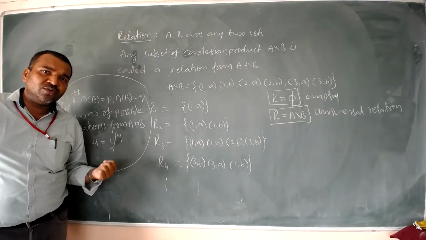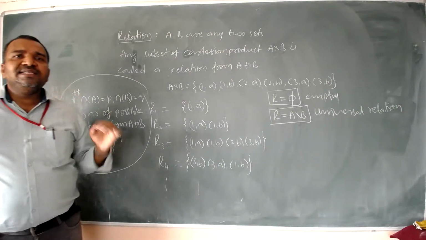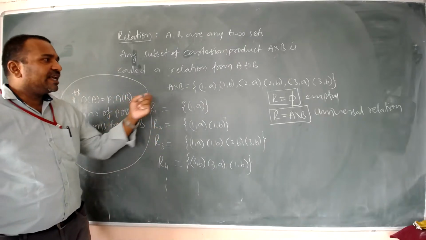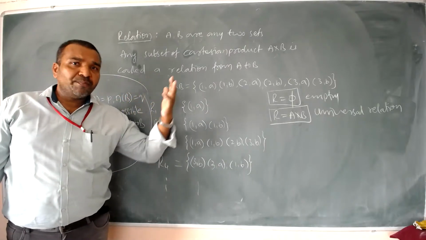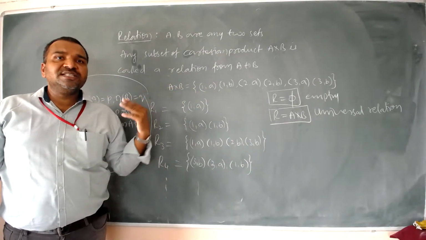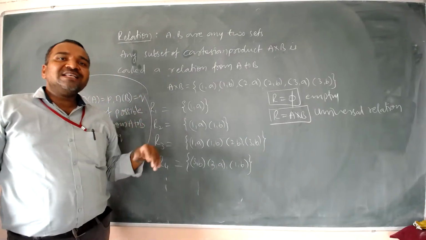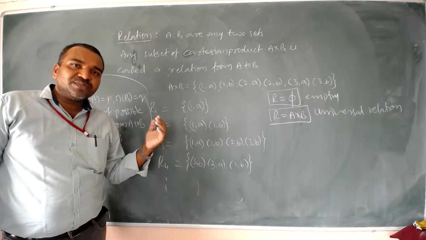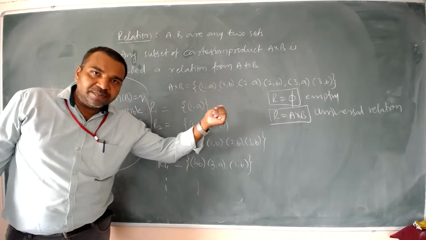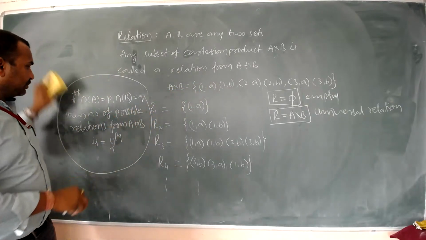Why is it 2 power PQ? First of all, what is a relation? A relation is a subset of A cross B. How many elements are there in A cross B? PQ. So if the number of elements is PQ, then the number of subsets is 2 power PQ. In sets we already discussed: if A has m elements, then the number of subsets is 2 power m. Here also A cross B has PQ elements, so the number of subsets is 2 power PQ.